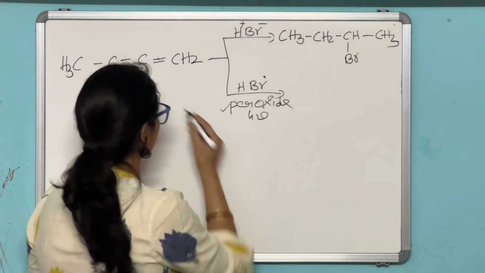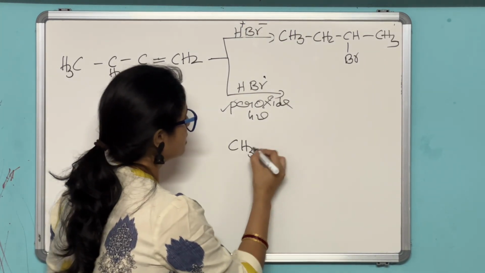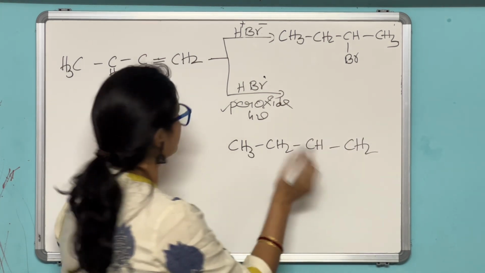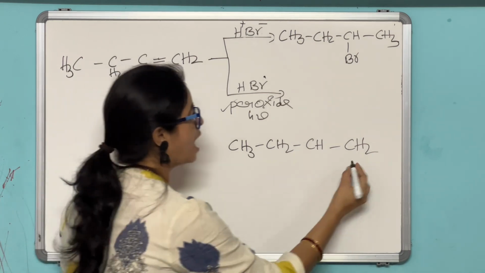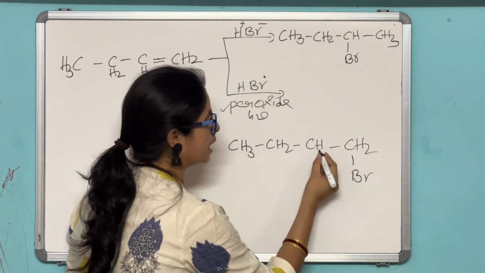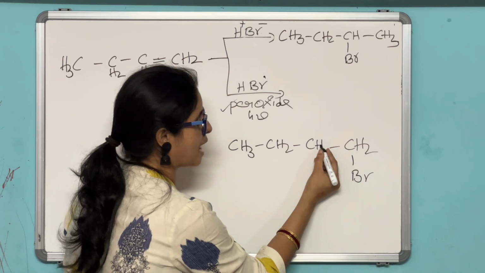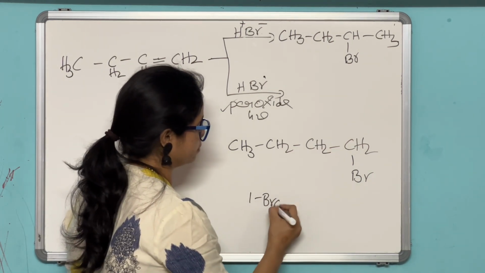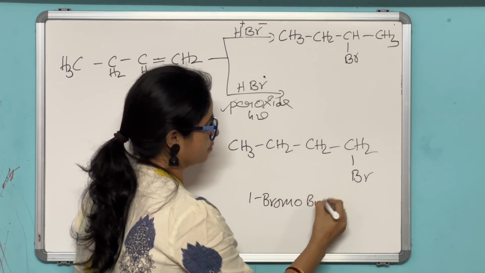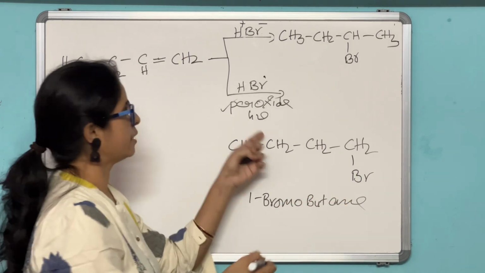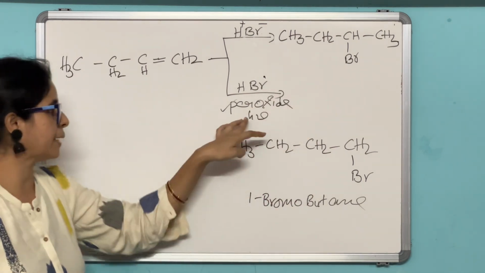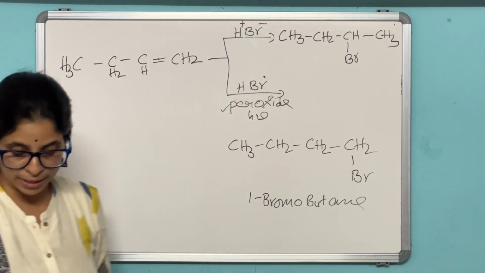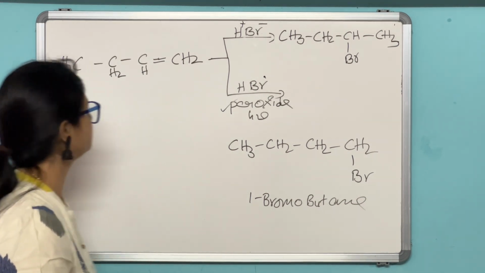Just for this also you replace the pi bond and write CH3 CH2 CH, and it is CH2. Here I have completely removed the pi bond, and Br is added to the carbon containing more number of hydrogens, and to the next carbon I have added this one. So it is 1-bromobutane. So if you are given peroxide, this is the way of writing the product, with the peroxide and without peroxide. Okay, clarified? Okay, we'll discuss another example.